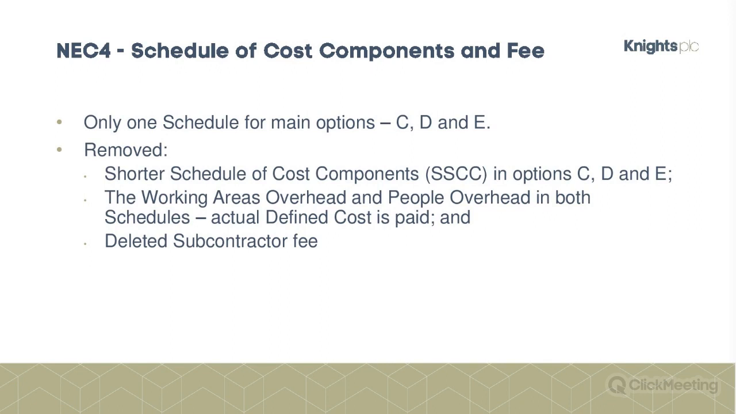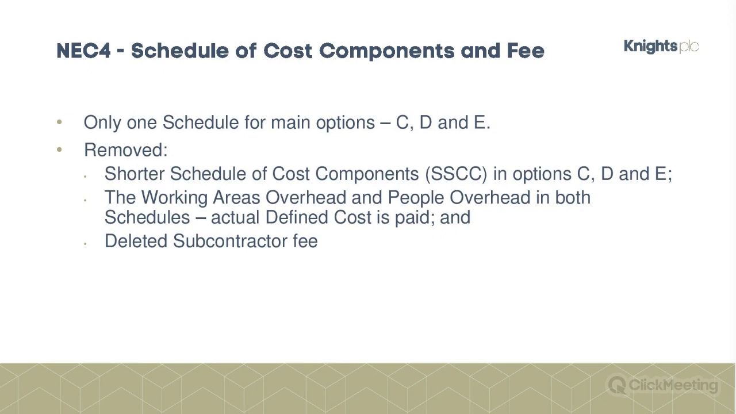Yeah, so NEC4, what has been removed? So the shorter schedule of cost components for options C, D, and E. So we saw that in certain circumstances, the shorter schedule could be adopted and used by the parties for options C, D, and E. So that's been taken out, which I think just makes it easier. It just streamlines it a bit.